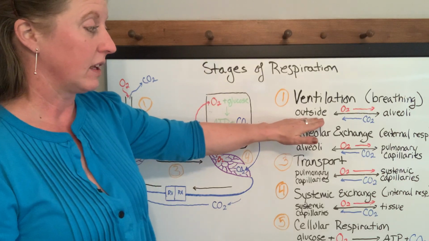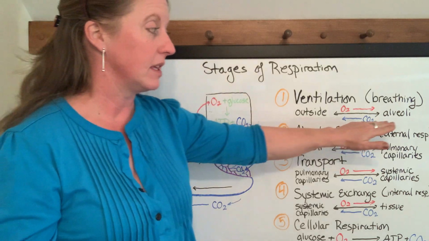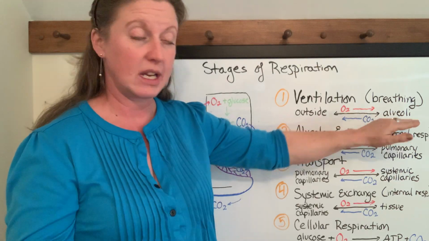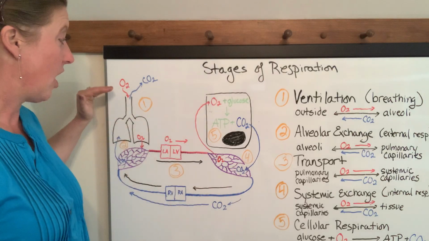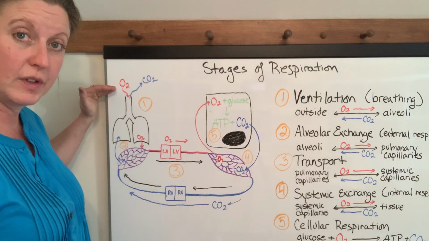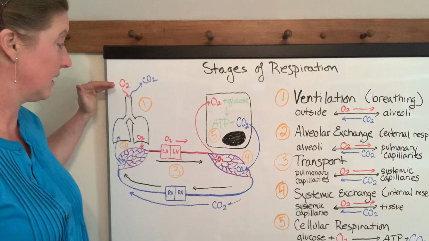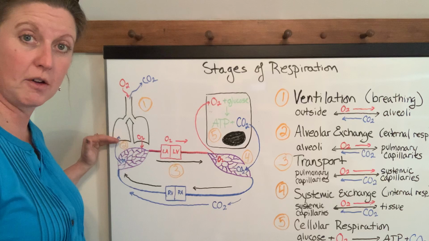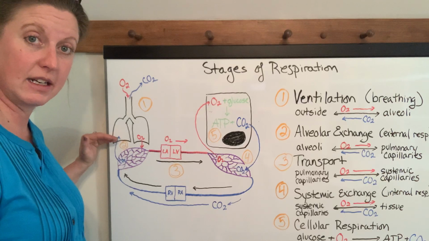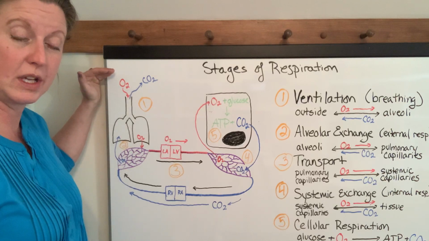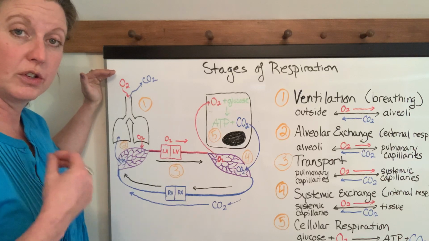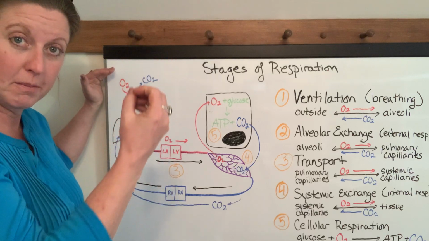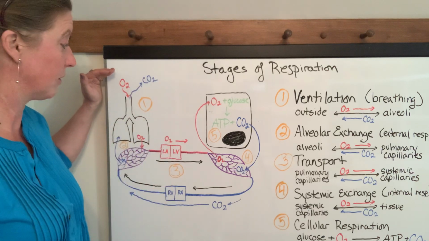So it's moving the air between the outside environment and the alveoli, which are the small little air sacs where diffusion takes place. Now, carbon dioxide and oxygen do not move in the same direction in ventilation. In ventilation, oxygen is moved from the external environment to the alveoli, and carbon dioxide is moved from the alveoli to the external environment. Therefore, the directions that they are moving are opposite, even though the same pump is pulling air in and air out.